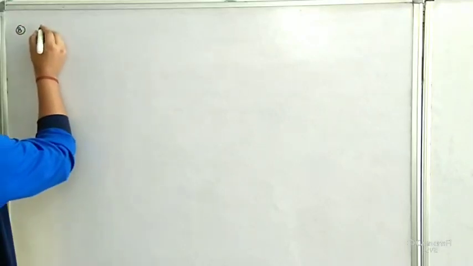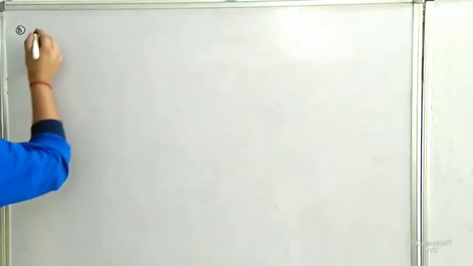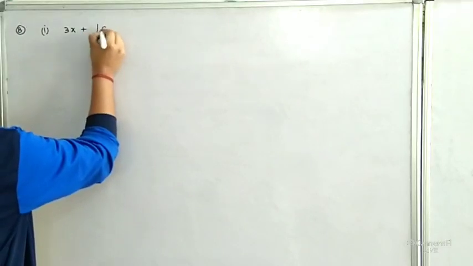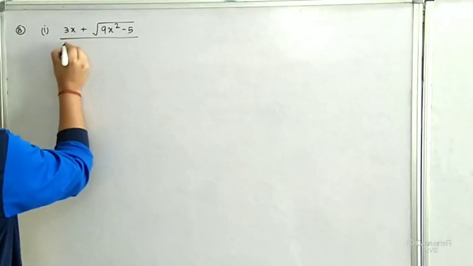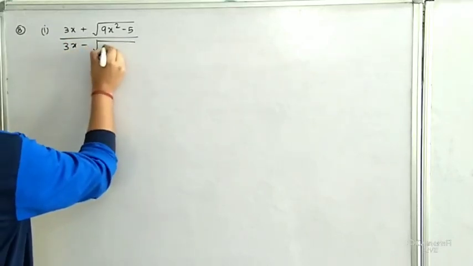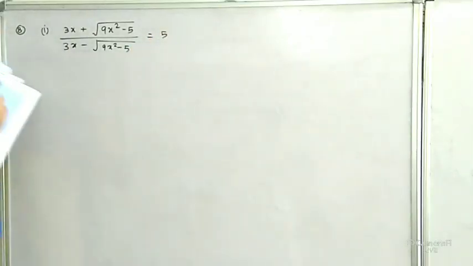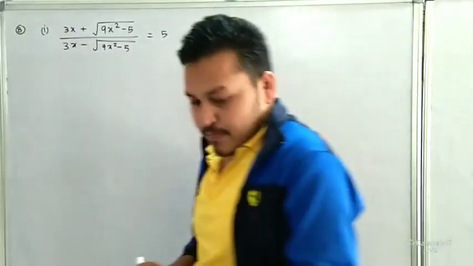Okay, now the next question. Now the important questions are coming here. After question number 8, all are the important ones. So I am taking any one question. First of all I am taking the first part of the 8th question. The first part of the 8th question is (3x plus root 9x square minus 5) upon (3x minus root 9x square minus 5) is equal to 5, and the question is: solve for x using the property of proportion.